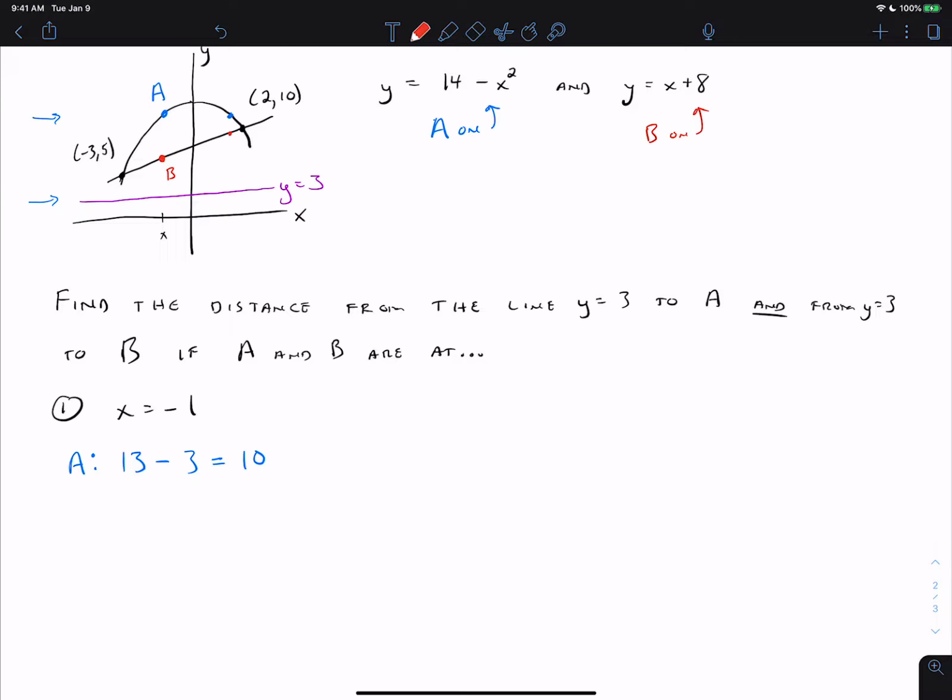Okay, so from point B to the line y equals 3, again, that is a vertical distance. It's the distance from the y value there to the y value at the line. And so we do the top y minus the bottom y. Well, the y value at point B is 7 because you plug negative 1 into the equation for the line. The y value on the horizontal line is 3, and so we get 4. And again, the number 4 is not important. It's how you get 7, how you get 3, and why you subtract in that order.